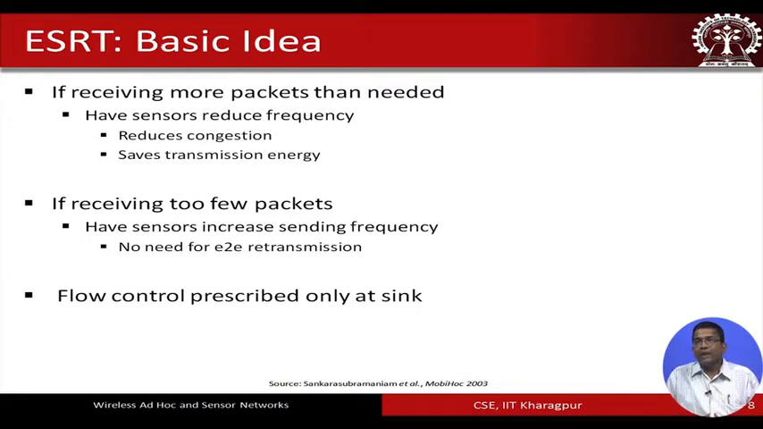If receiving too few packets, this is also not good. If fewer packets than what can be handled are received by the intermediate nodes or the sink node, then have the sensors, that means the source sensor nodes, increase the sending frequency. There is no need for end to end retransmission of packets, because there is no packet drop that is going to happen. And ESRT says that the flow control should be done at the sink node. So, the sink should control the flow of packets from the source through the intermediate nodes to the sink.